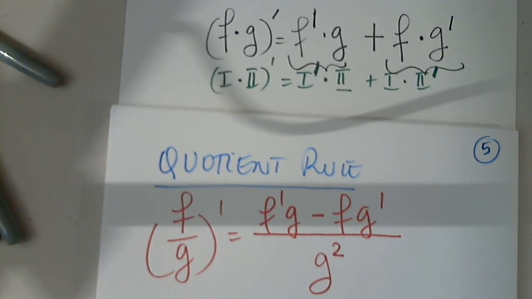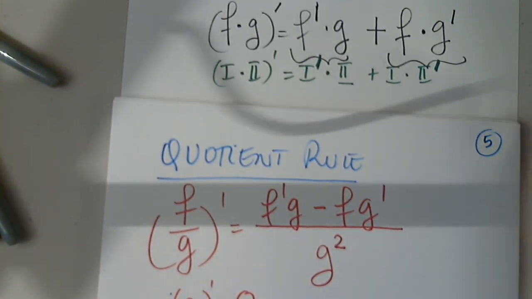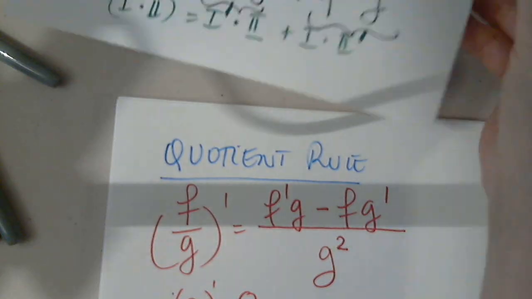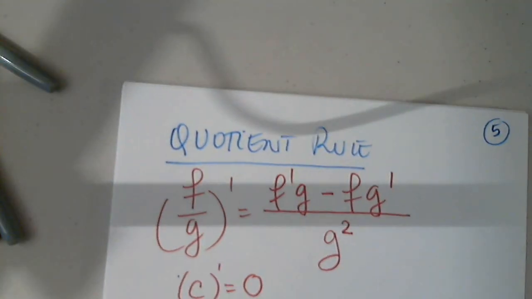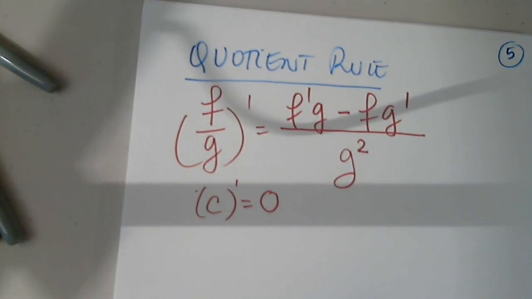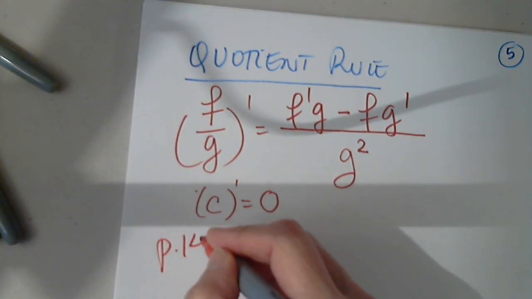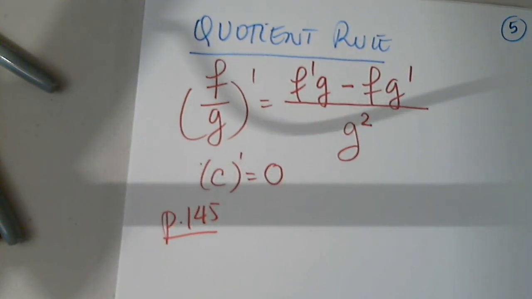And now I'll tell you, feel free to choose any problem from page 145. And of course, when I differentiate a constant, the rate of change of a constant is 0. Okay, on page 145, let's practice all of the above.